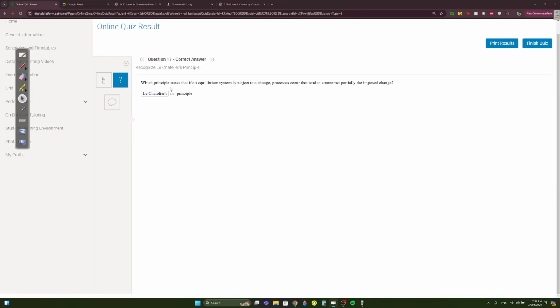Oh, this is a nice question. Simple. What is the principle that says if the system is subject to a change, processes occur that counteract it? Surely Le Chatelier.